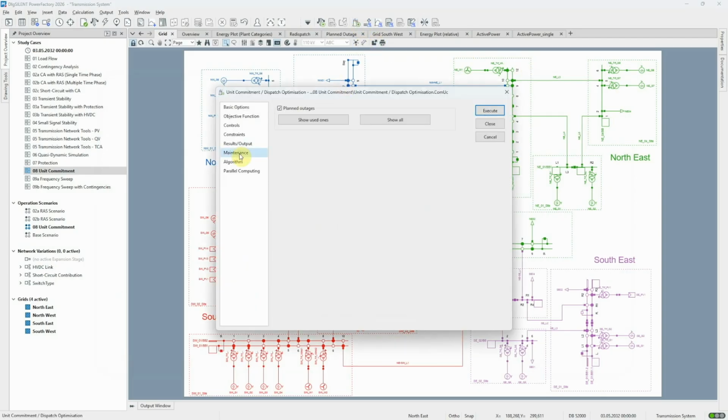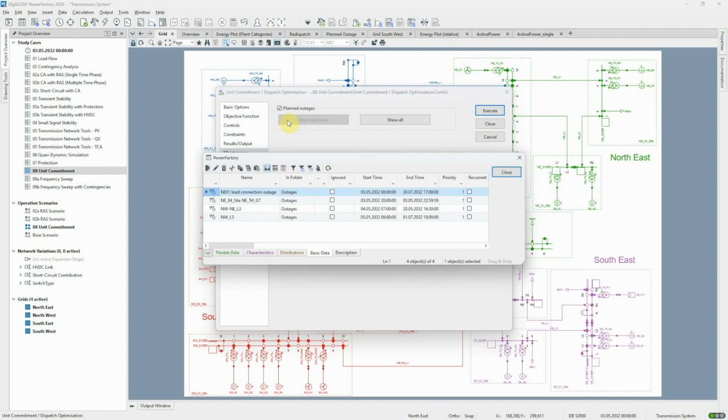There's an option to consider planned outages on the network. In this case, there are several planned outages during the simulation period, but the one which is relevant here is the outage for 3 hours on the generator transformer of one of the nuclear power plants. This will force the unit commitment to ramp down the generation from this power plant and observe the specified downtime of the generator before it goes back online.